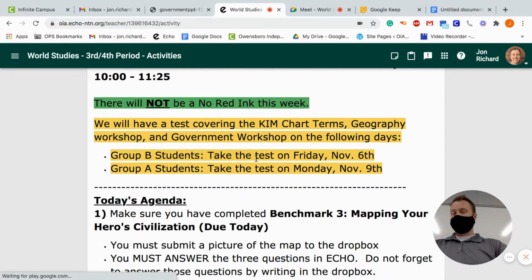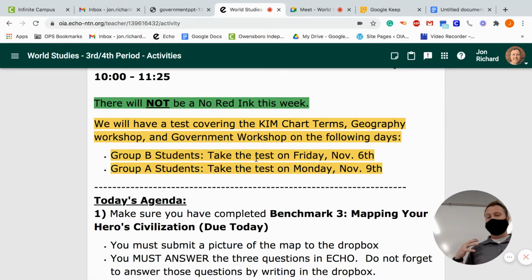Group A students, if you're sitting in the room right now, you're going to take it a week from now, Monday, November 9th, because I'm going to do that test in person. While people are taking the test in class, y'all are going to be doing something distance learning, and vice versa. So you need to be ready for that.